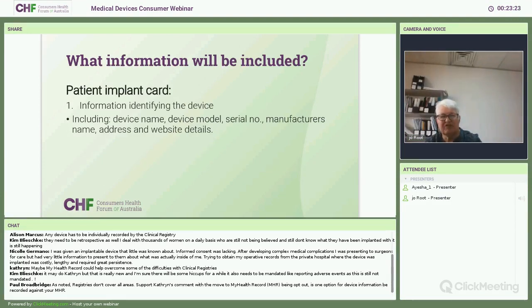One of the things about the information identifying the device that we want to explore is what's the best way to give people that implant card? Is it a plastic card like a credit card, like your organ donation card, or a card saying you're on a particular medication? Is it a physical card? Is it a digital card? Where could it go? How could we put it?